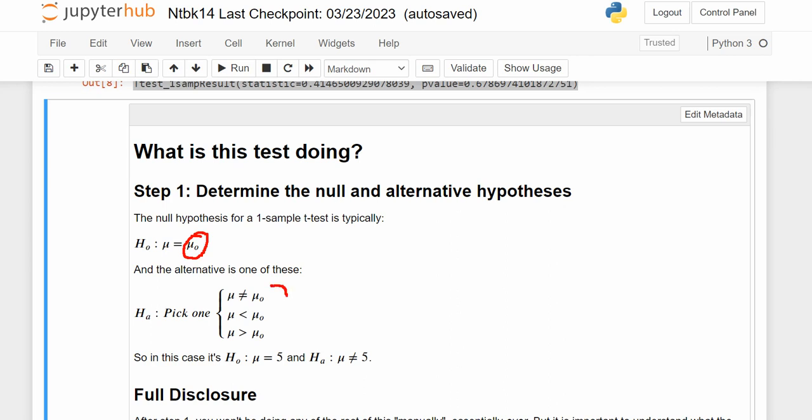And then our alternative hypothesis for a t-test can either be not equal to, which is called a two-tailed test, or one of these two strict inequalities, either less than or greater than, and those are one-tailed tests. Okay.